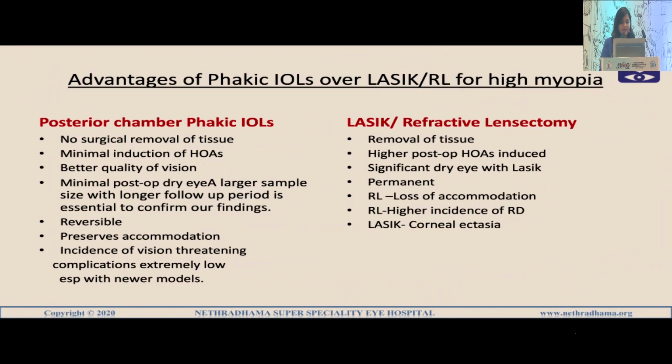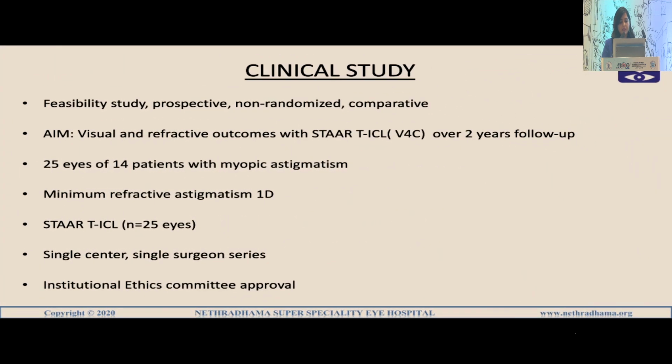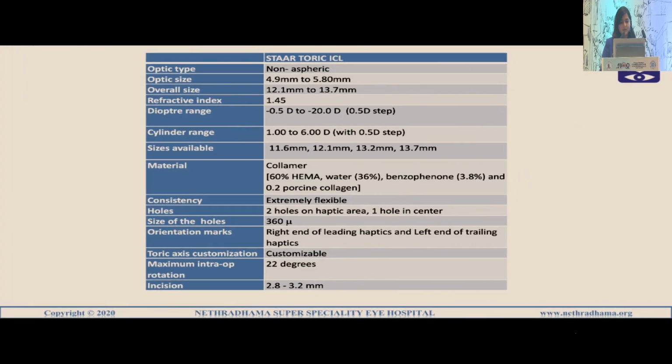These are some of the advantages of phakic IOLs over LASIK or refractive lensectomy. I'm going to skip over this slide because we know there are minimal higher order aberrations and better quality of vision. It's a reversible procedure, and it preserves accommodation. We did a clinical study in our center, 25 eyes of 14 patients with myopic astigmatism, and the STAR toric ICL was used. And these were the results.